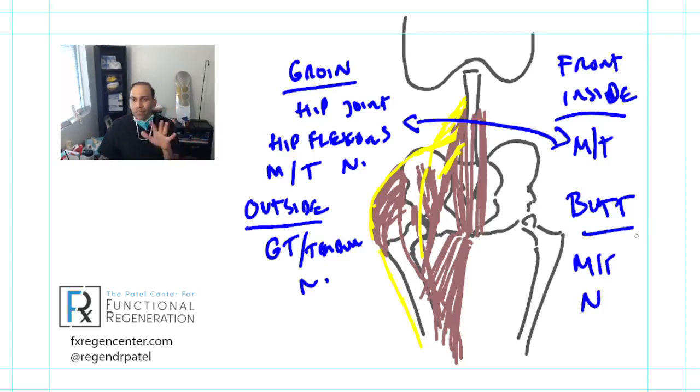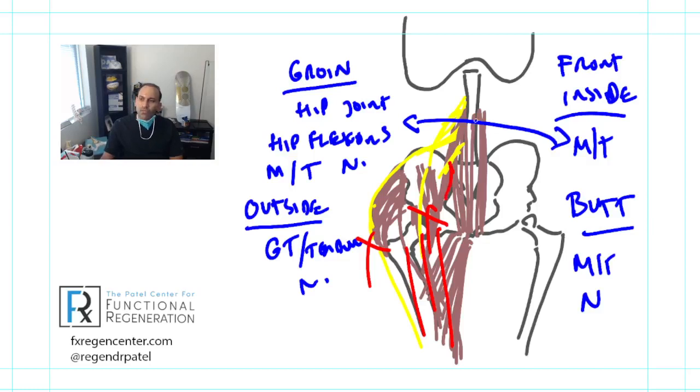Now, what's fascinating about all of this is that the hip joint, even though we typically think of it as in the groin, there's studies that now show that hip joint pain can be all over the place. So hip joint pain can be in the groin area. It could be on the outside of the hip. It could be in the back of the hip or the buttock. It could travel down the thigh. So hip joint pain could be all over the place.